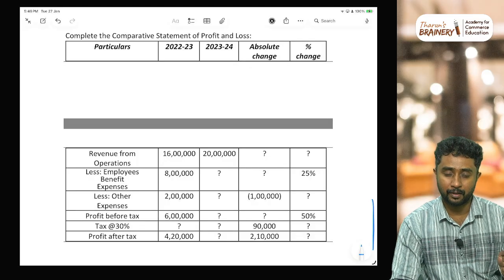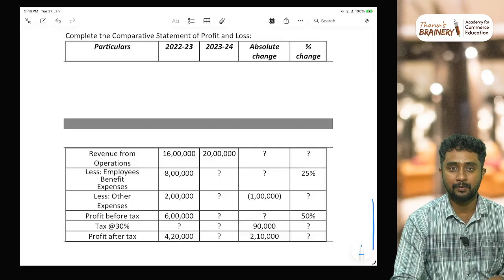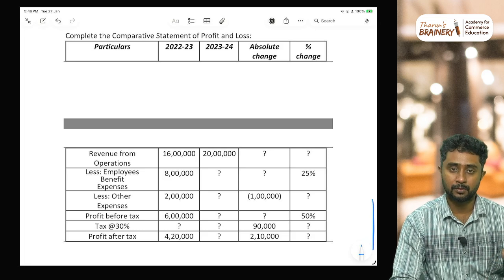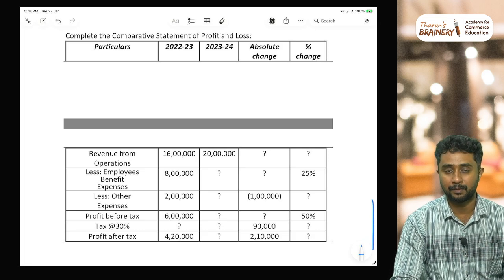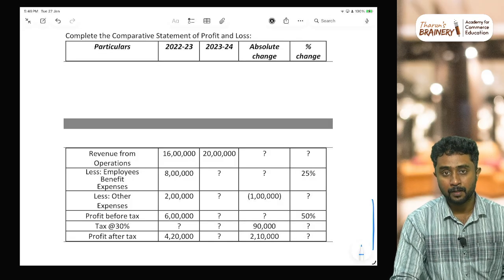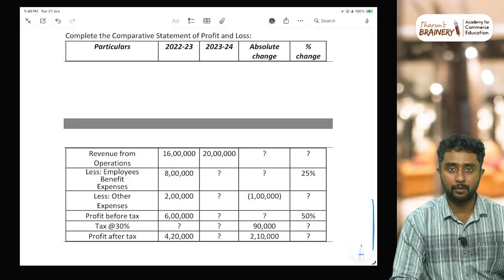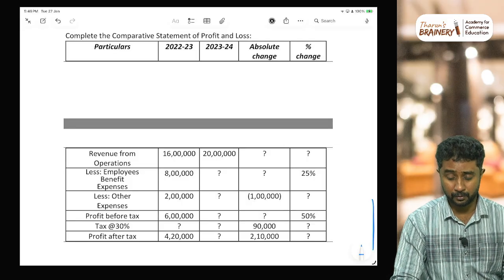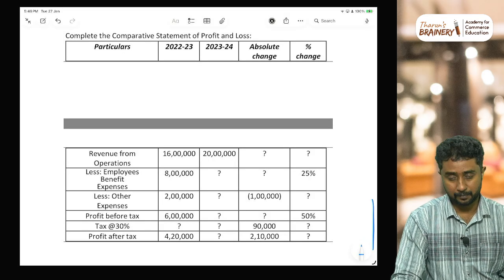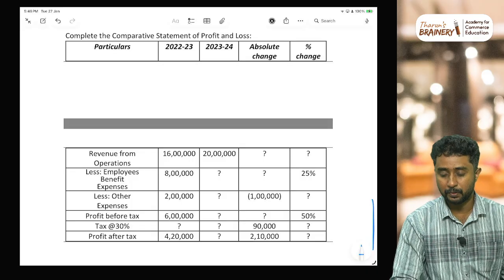When you are finding out the value of absolute change, always remember we are finding out the difference between the current year value and the previous year value, not the opposite. Previous year value minus current year you should not do. You have to always do current year value minus previous year value. So current year comes first, followed by previous year. Okay, that is absolute change. Then once you find the absolute change, you have to divide it by the previous year value and multiply by 100. So you will get the percentage change.